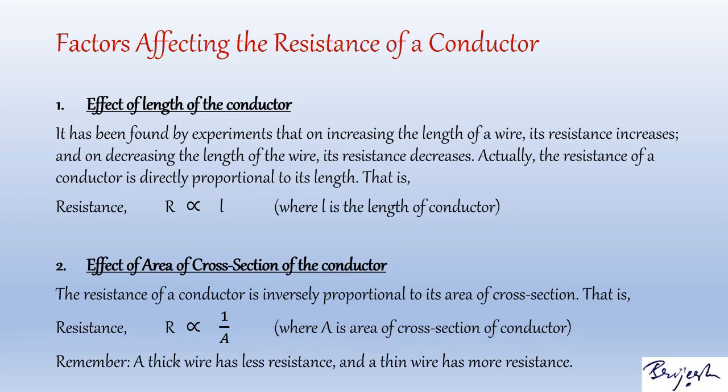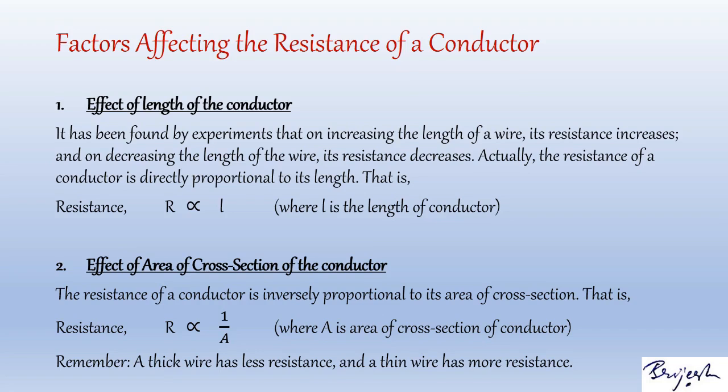So effect of length of the conductor on the resistance. It has been found by experiment that on increasing the length of wire, its resistance increases, and on decreasing the length of wire, its resistance decreases. So actually the resistance of a conductor is directly proportional to its length, and hence it is written that resistance, that is R, is directly proportional to L, that is length of conductor.